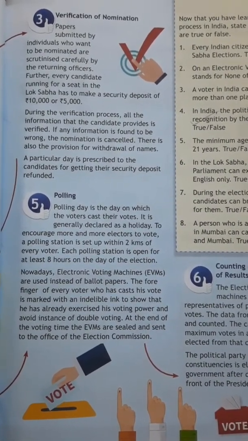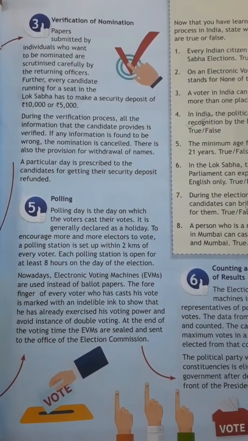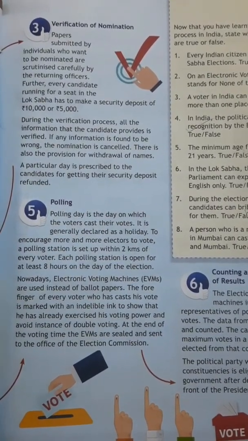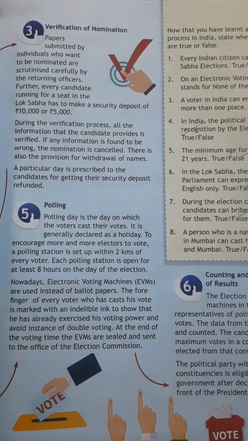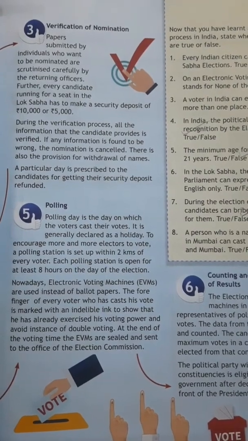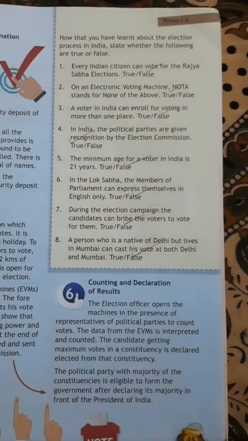The forefinger of every voter who has cast his vote is marked with an indelible ink to show that he has already exercised his voting power and to avoid instances of double voting. At the end of the voting time, the EVMs are sealed and sent to the office of the Election Commission.